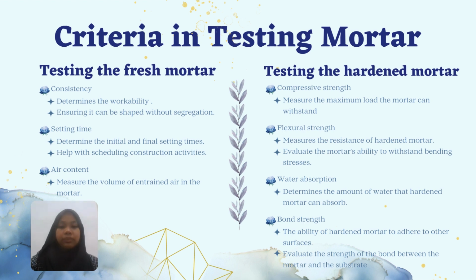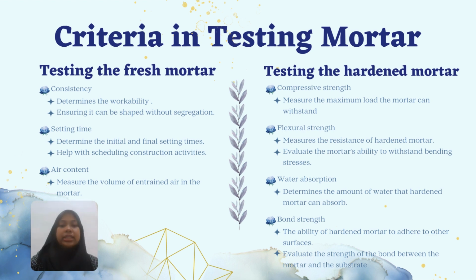Water absorption. This test determines the amount of water that hardened mortar can absorb. Excessive water absorption can reduce durability and increase susceptibility to freeze-thaw damage. The test involves immersing a mortar sample in water for a specific period and measuring the wet weight. Lower water absorption indicates better quality and improved resistance to moisture-related issues.